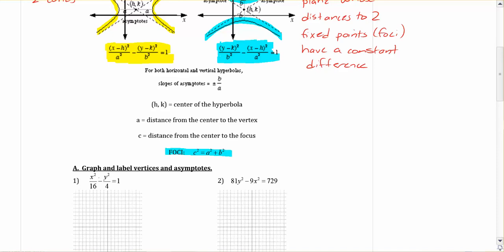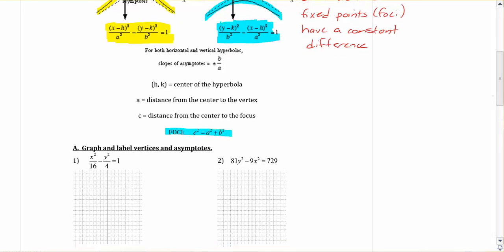I have two square terms. I have a subtraction sign in between. That right away tells me I'm going to have a hyperbola. All right, what I do to start drawing a hyperbola is this. I need to look at those A's and B's, okay?